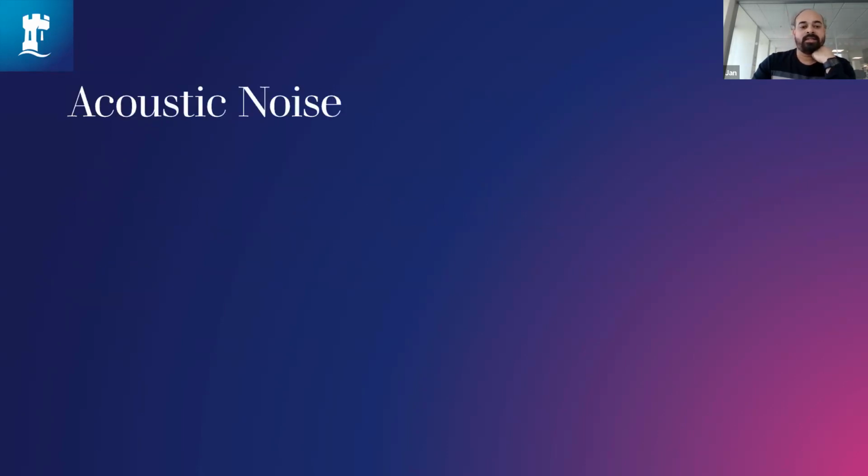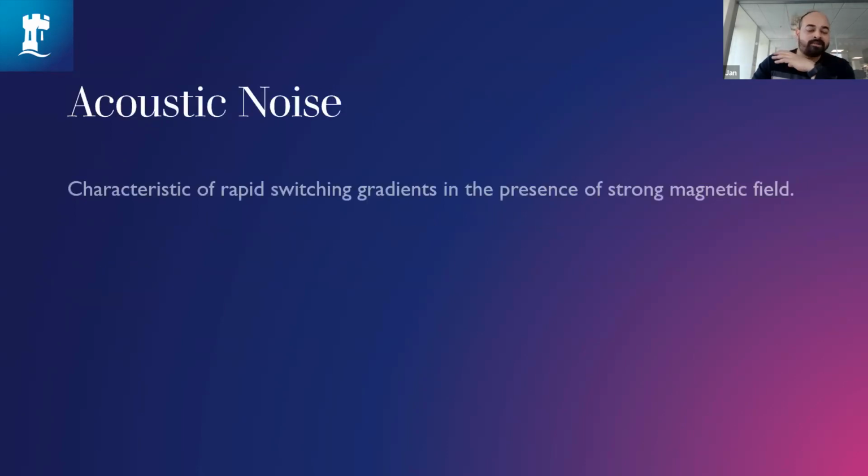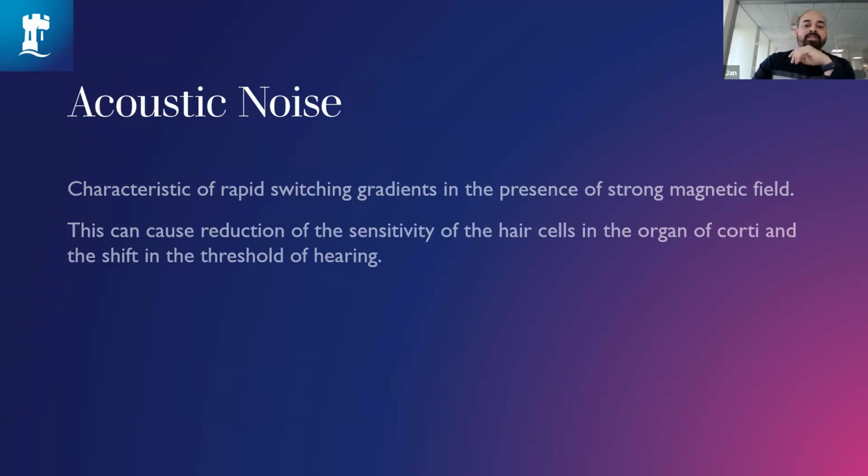Acoustic noise. It's one of the characteristics of rapid gradient switching within a big B0 magnetic field. Now, it's one of the byproducts, which is not what we need, but it happens. So it affects the quality of the MR scans, and most people complain about that. That's the first thing that most people would complain about, along with claustrophobia. This causes reduction in sensitivity.